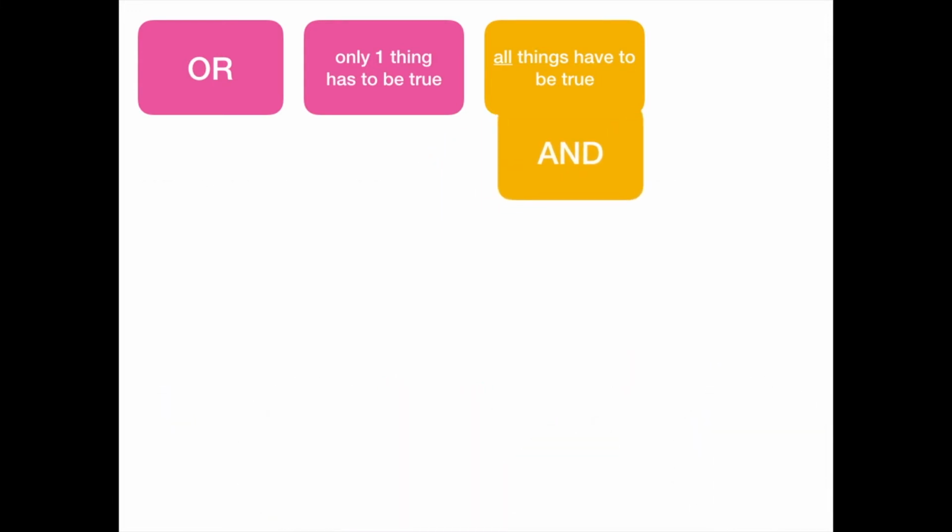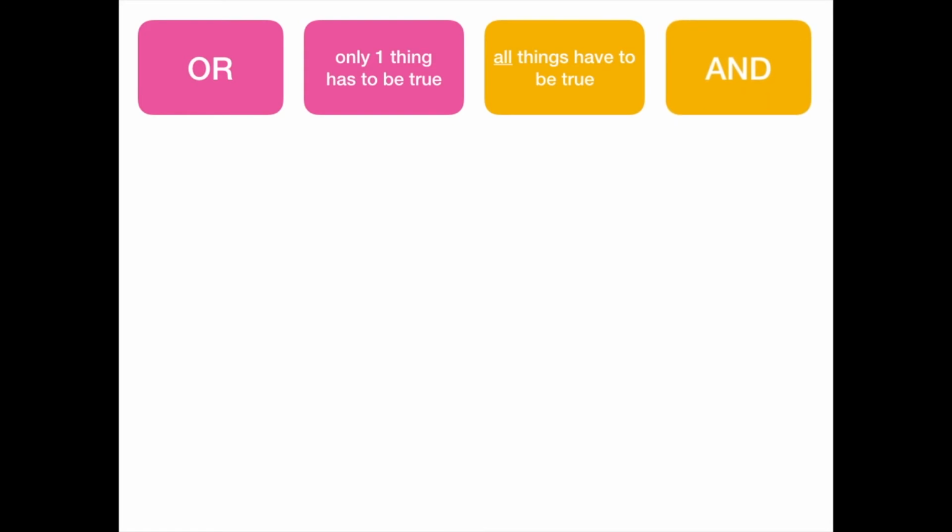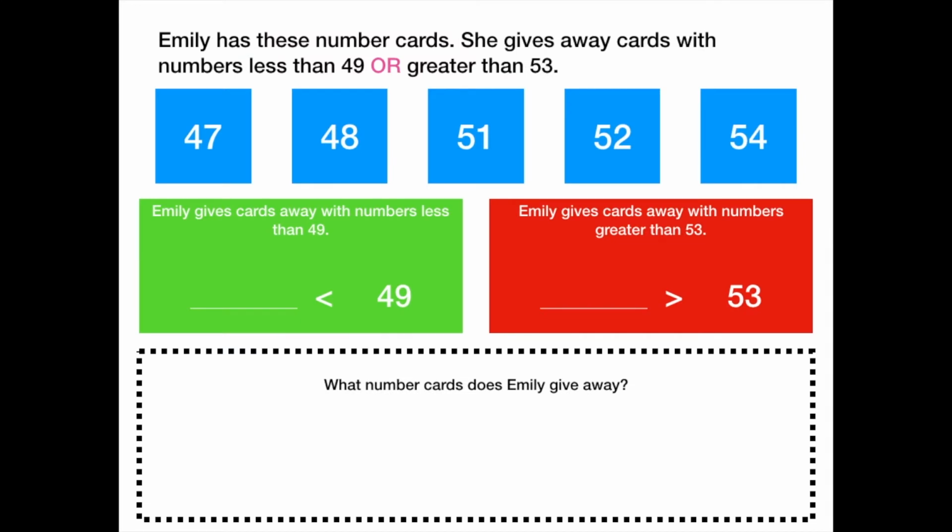As we keep working on this lesson, remember the different words or, which means one thing has to be true, and the word and, which means all things have to be true. Let's do this with some numbers. Emily has these number cards. She gives away cards with numbers less than 49 or greater than 53. The word or means that only one of those things has to be true. So let's test the number cards if they are less than 49 or greater than 53.